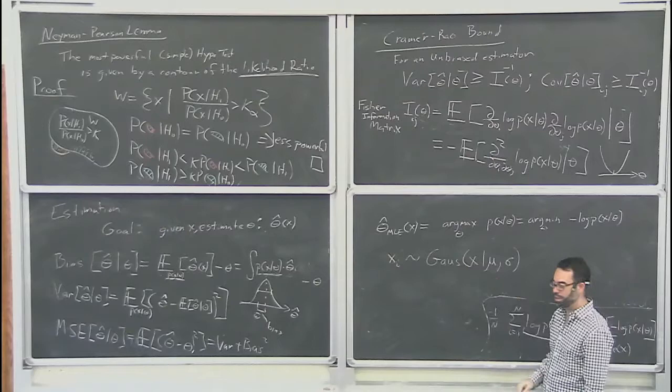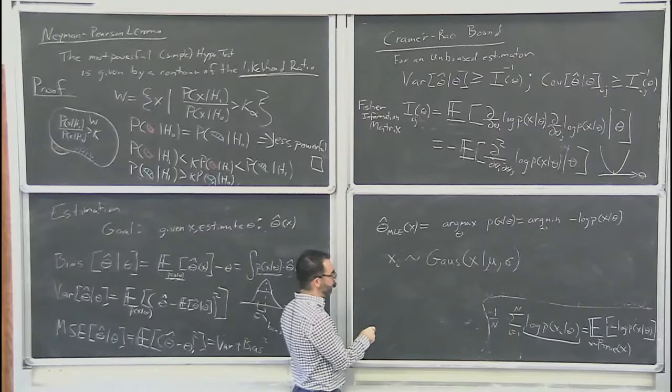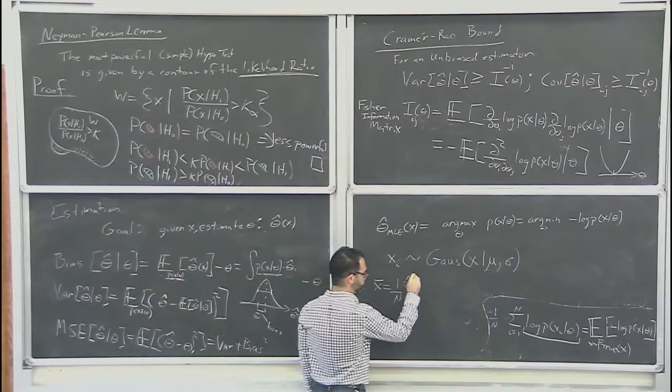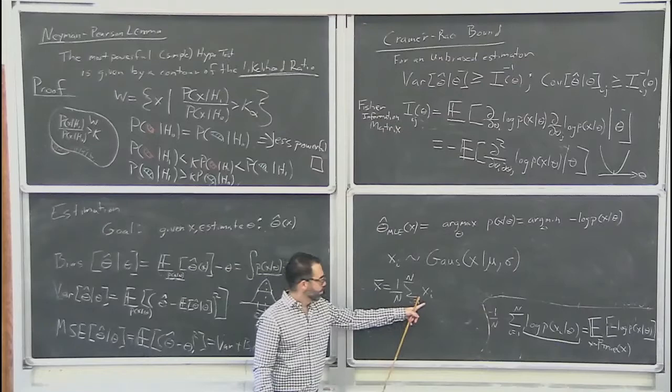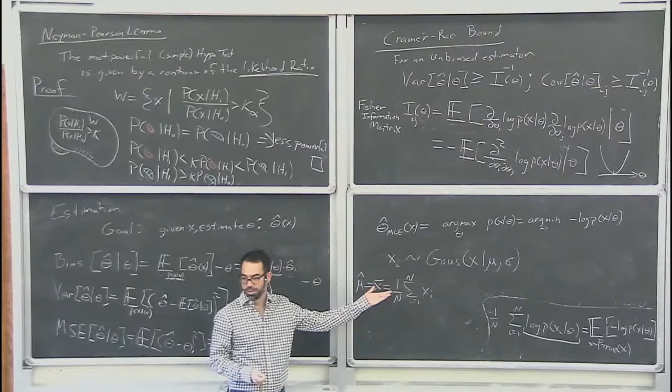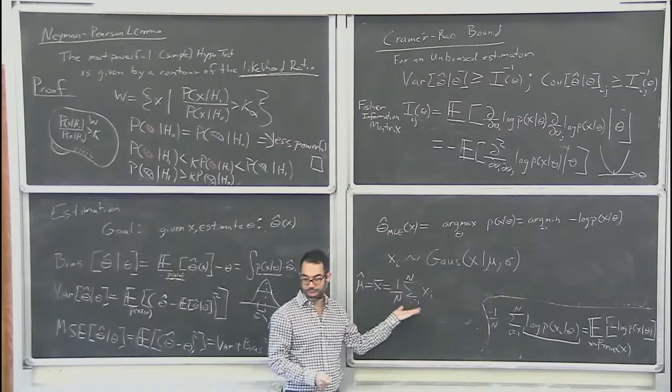So for instance, here's an estimator, x bar, which is just 1 over n times the sum from i equals 1 to n of xi. This is some function. I plug in a bunch of data, I calculate a mean, and I could think of this as mu hat, that estimated mean. This didn't make any use of the model directly. I just wrote down some function.